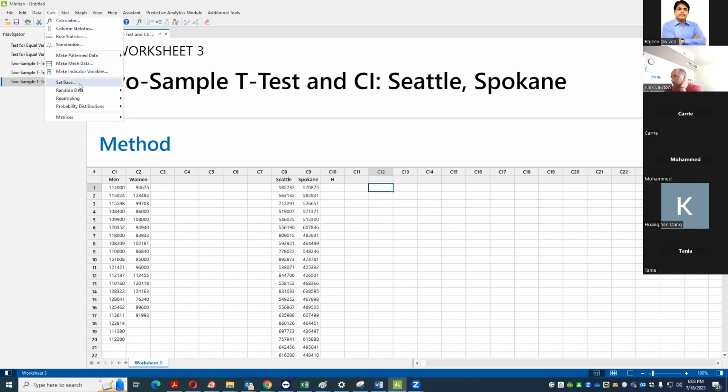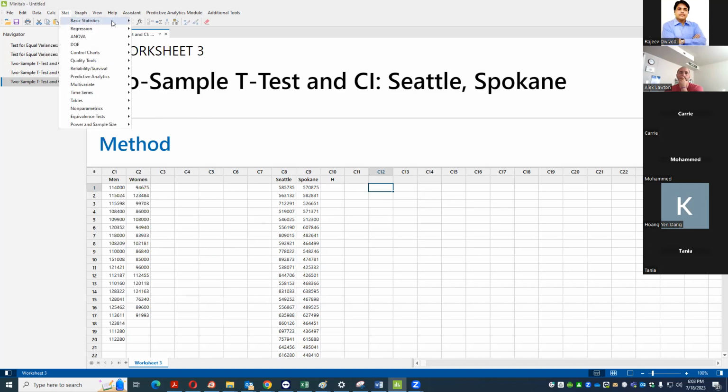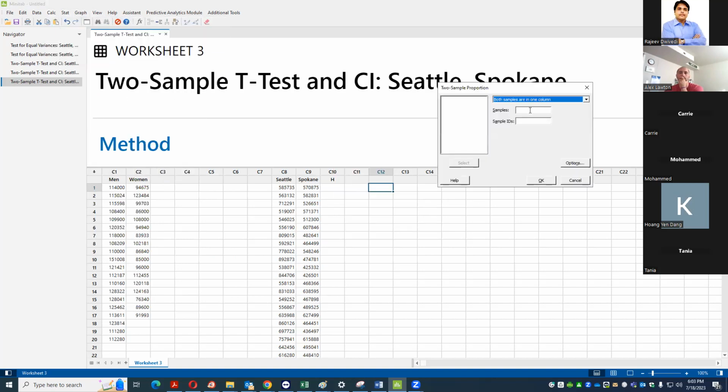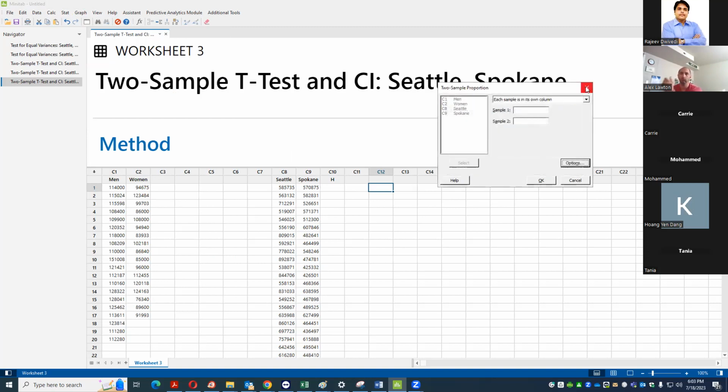Here we come to proportion. You remember, you can take sample 1 and sample 2 and you can use the two-proportion test. Again, this uses the pooled estimate. So basically these are the two options.